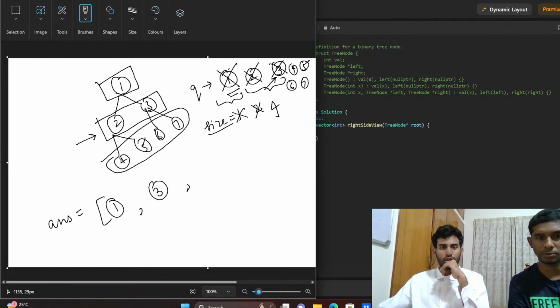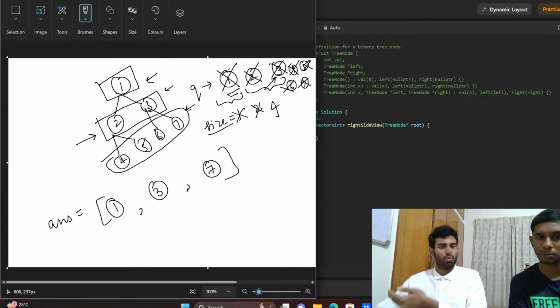Because it's 4 here, I will initially pop out 4. 4 has no left and right child, so nothing would be inserted into the queue. Then it'll go to 5, it'll pop out 6, and then finally when I pop out 7, I know this is the last node of its level, and 7 would be added here. If you think about the time complexity of this BFS approach, it's nothing but the number of nodes in the whole tree, because I'm processing every node in the whole tree.